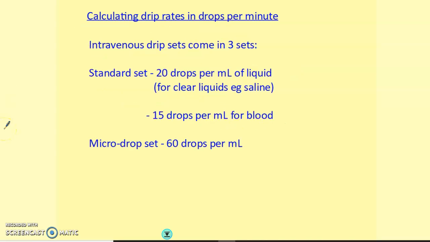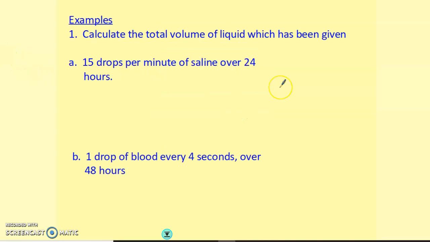What we're usually more interested in than the amount of millilitres is the drip rates, the amount of drops per minute. So we can get 3 different types of set. We get a standard set, which is 20 drops per millilitre of liquid, or 15 drops per millilitre for blood, or a micro drop set, which is 60 drops per millilitre.